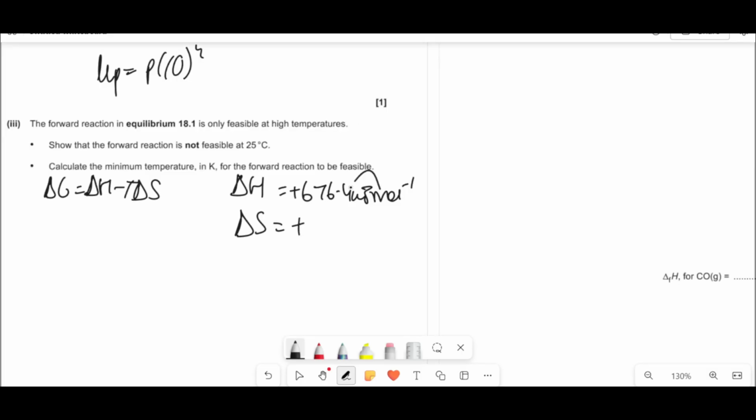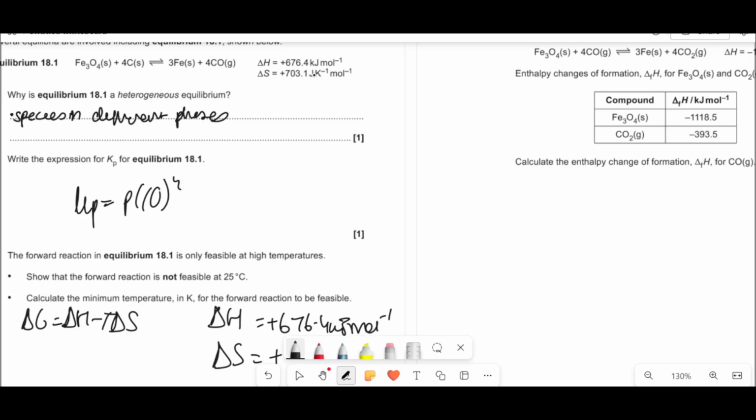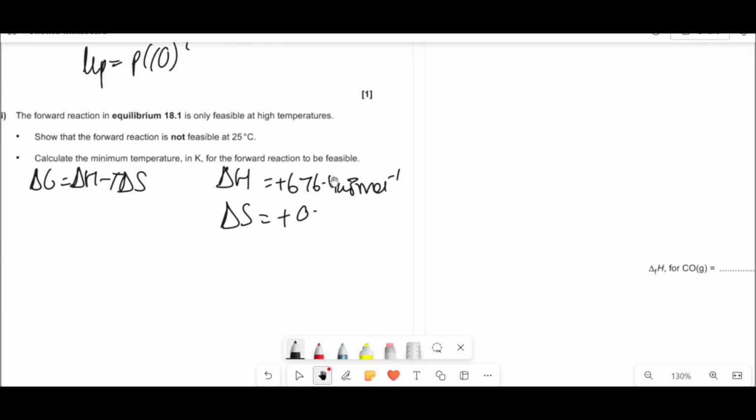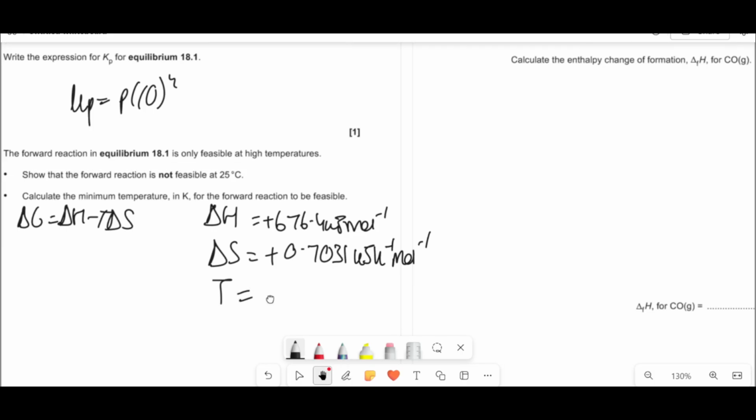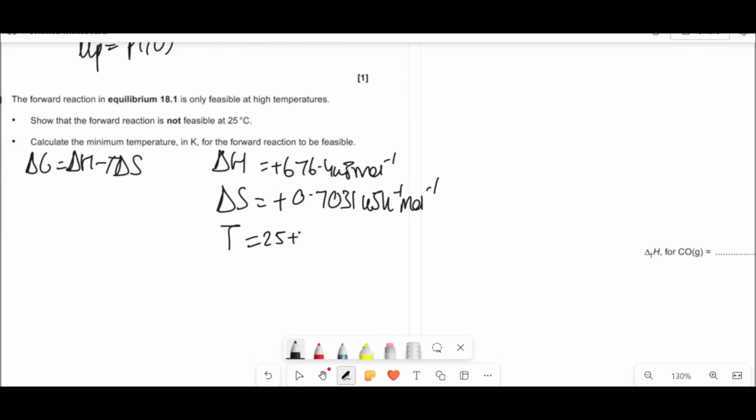We need to convert that to kilojoules, or the other way around. You can convert this to joules. I'm going to keep it in kilojoules because it's just easier to work with. So if we turn this joules into kilojoules, we need to divide it by 1,000. So it's going to be plus 0.7031 kilojoules per Kelvin per mole. Then our temperature, they've told us, is 25 degrees, but we need it in Kelvin. So it's going to be 25 plus 273, which is 298 Kelvin.